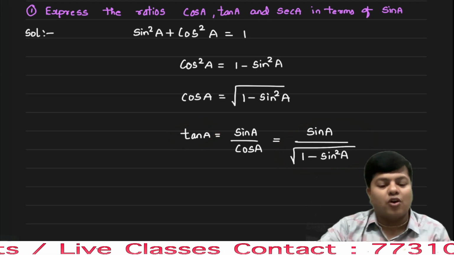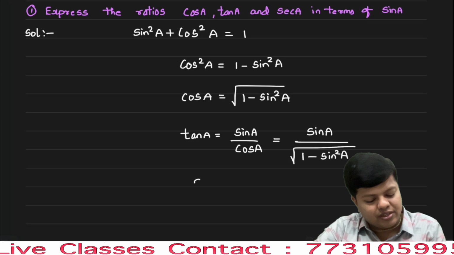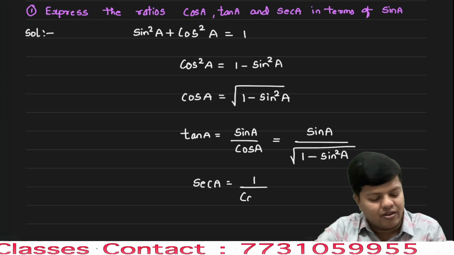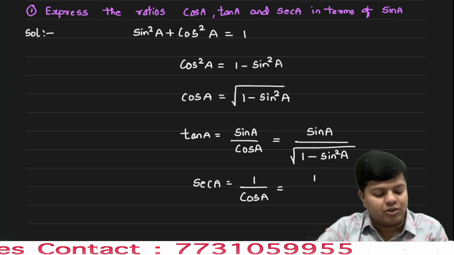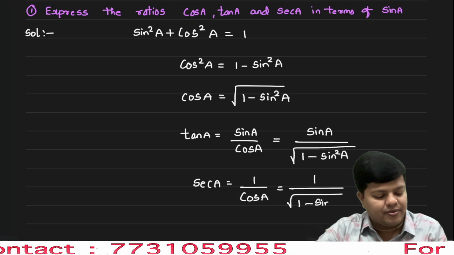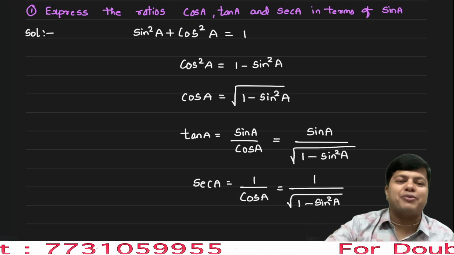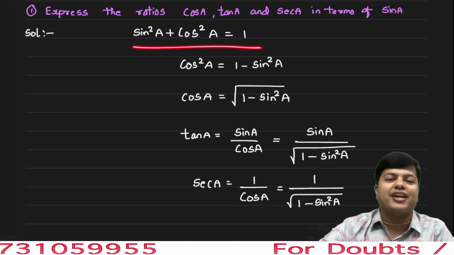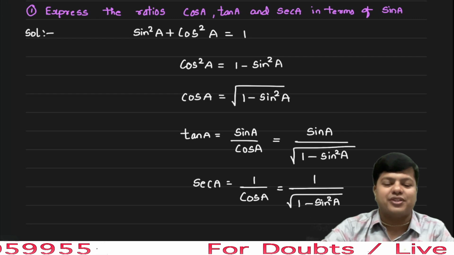Now we want secant A in terms of sin A. Okay sir, secant A is equal to 1 by cos A. And now student, cos A we just got as root of 1 minus sin square A. So secant A is also expressed in terms of sin A. So this was a question using a trigonometric identity. We solved this first question. I hope you understood this.